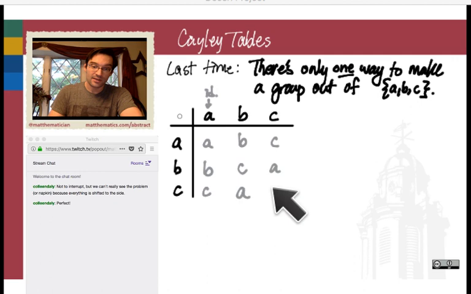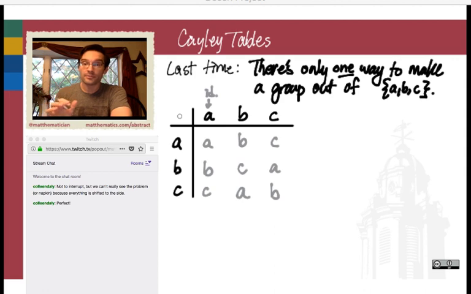That makes C its own inverse. But then since C times A is also equal to C, cancellation would imply A is equal to C. So the only way to fill in this entry was with a B. So this is the only Cayley table that we can make that meets the criteria to be a group with 3 elements.